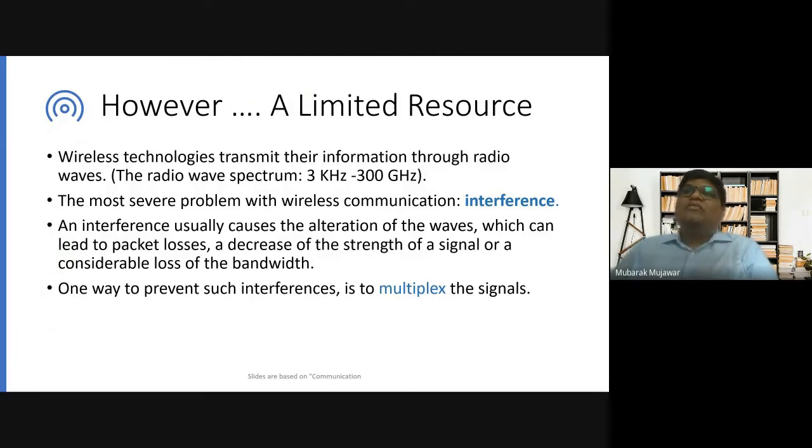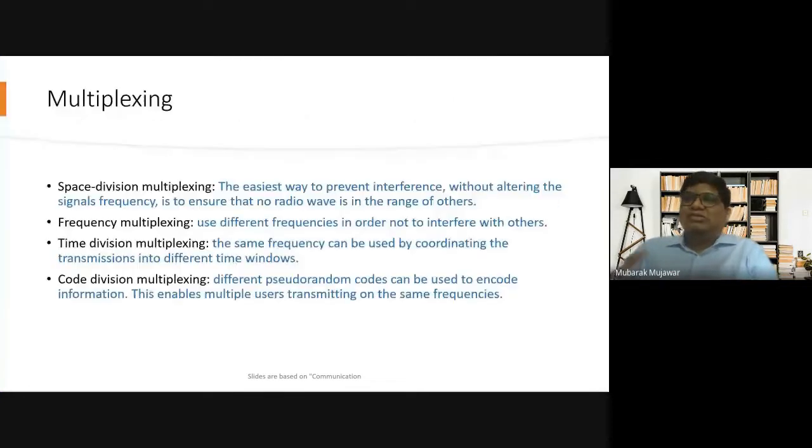One of the ways to overcome this interference is to go for multiplexing. Multiplexing is a tool by which we can get rid of this interference and still make use of available resources. So here are four different types of multiplexing. I don't want you to go deep into that, but I'm just trying to give you an overview of what happens. So we have four different types of multiplexing to avoid interference.